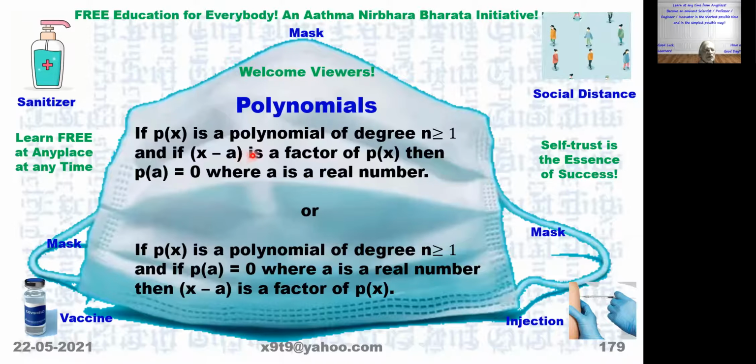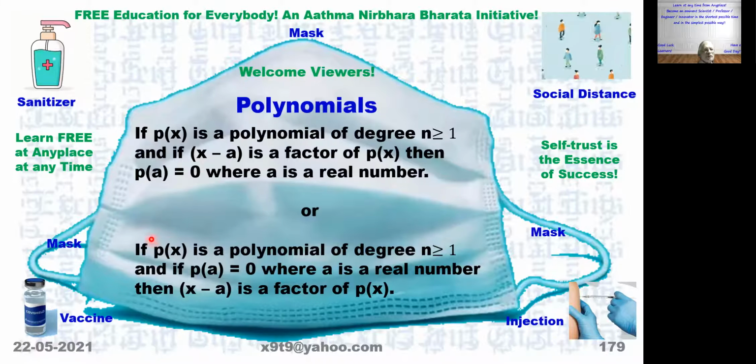If this is not a factor, this will not be 0, but there will be a remainder. So, stating it another way, if P(x) is a polynomial of degree n greater than or equal to 1, and if P(a) is equal to 0, where a is a real number, then x minus a is a factor of P(x). So here we are making the same statement in a different way.